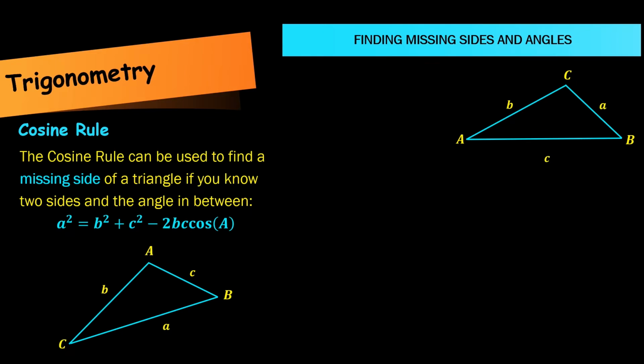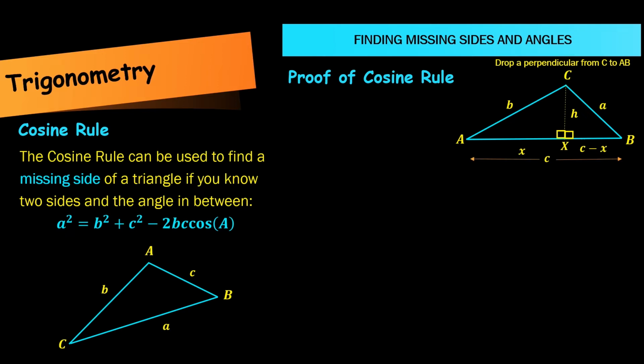We are now going to proceed to prove the cosine rule. Consider the triangle on the right-hand side of your screen. First, drop a perpendicular from C to AB, as shown. We call AX little x, and therefore XB is equal to c minus x, as shown. We're going to use standard trigonometric rules to prove the cosine rule.